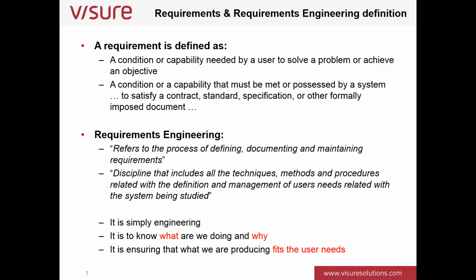Okay. So from these couple of definitions, we can gather three important things. First of all, it's simply engineering. Okay, this is pretty clear when talking about system engineering. Not so clear maybe when talking about software engineering, but requirements engineering is about engineering, so all the analysis, all the process behind it. Okay, it is to know what we are doing and why we are doing it. As important as what we are doing, what we must do is to understand why we are doing that.